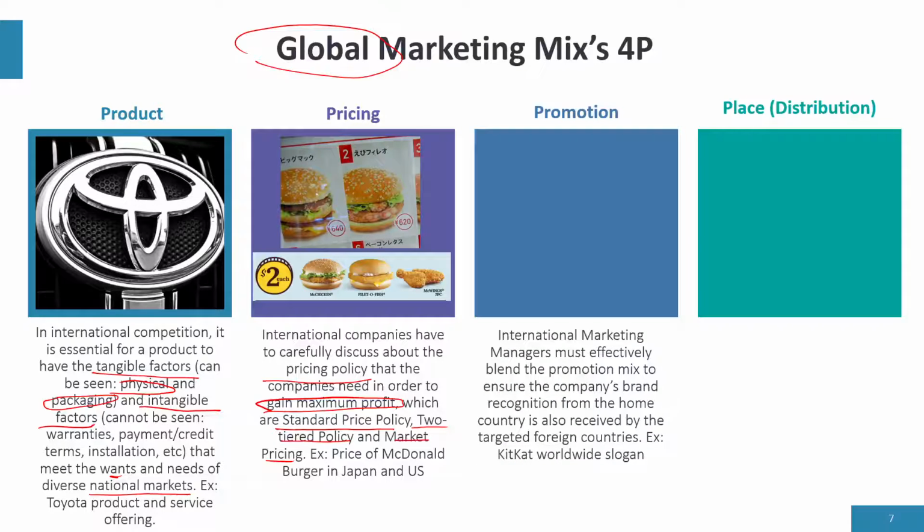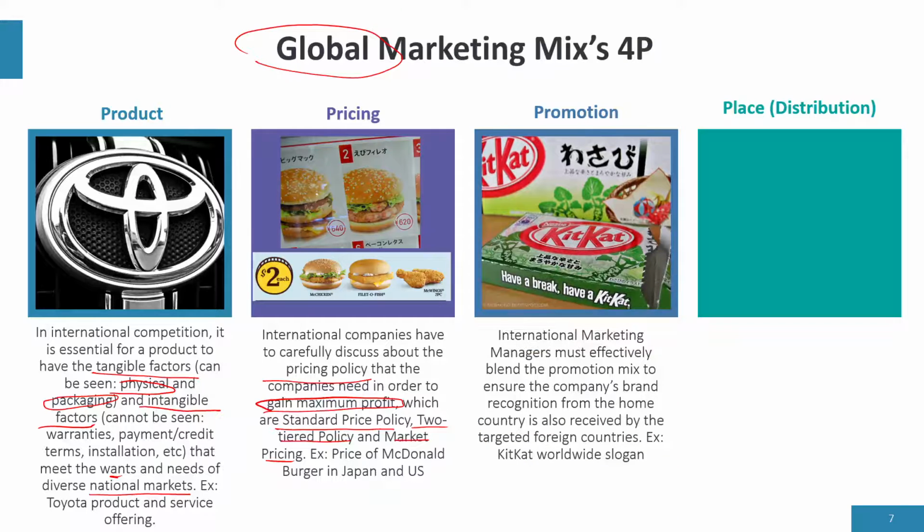And then in the promotion, international marketing managers must effectively blend the promotion mix to ensure the company's brand recognition from the home country is also received by the targeted foreign countries. So as we all know, the promotion mix may include direct sales, advertising, sales promotion, and something like that.